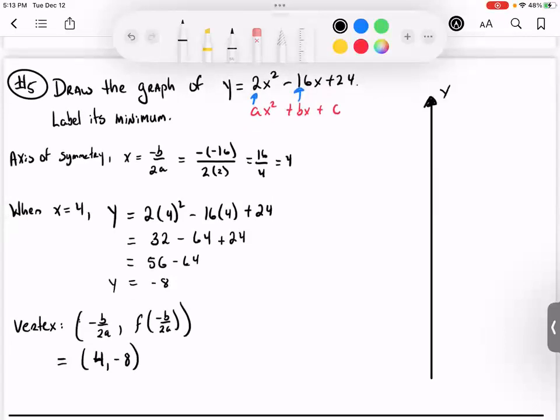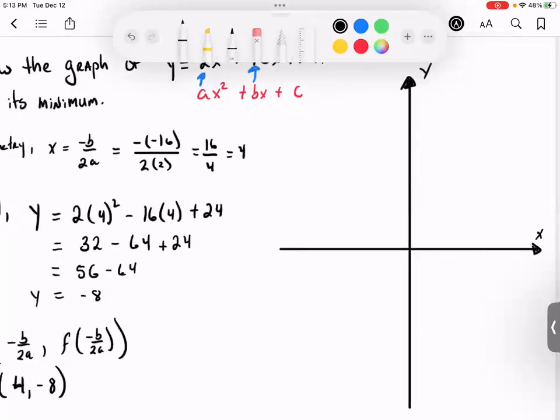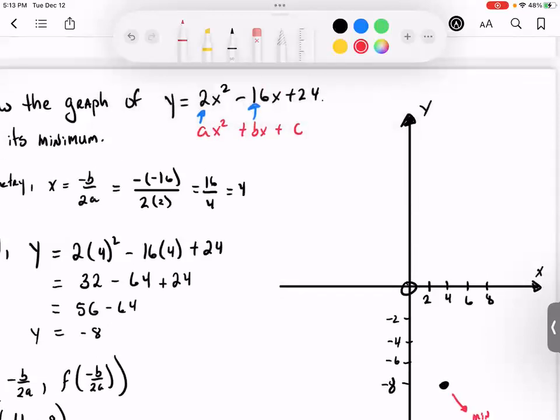Now, we scale our axes. We do the y-axis, and then we're going to do the x-axis. I'm going to zoom in here. We plot the vertex. So the vertex is 4, negative 8. I'm going to go 2, 4, 6, 8. I'm going to do negative 2, negative 4, negative 6, negative 8. So here is our vertex. Our vertex is a minimum because the value of a in this problem, by the way, was positive, so you know that the parabola makes a U shape.